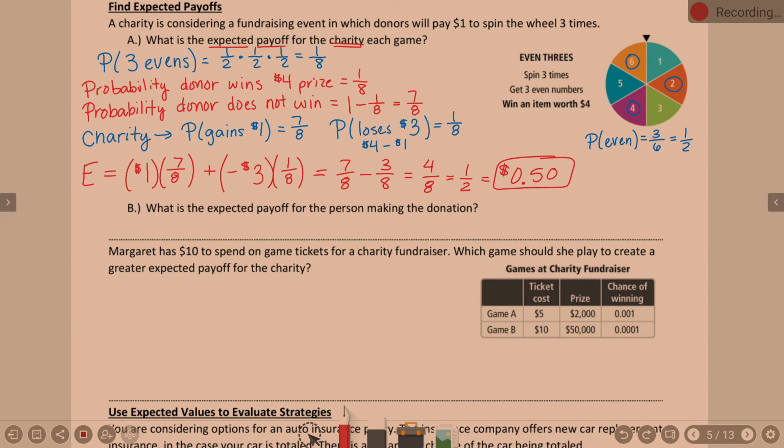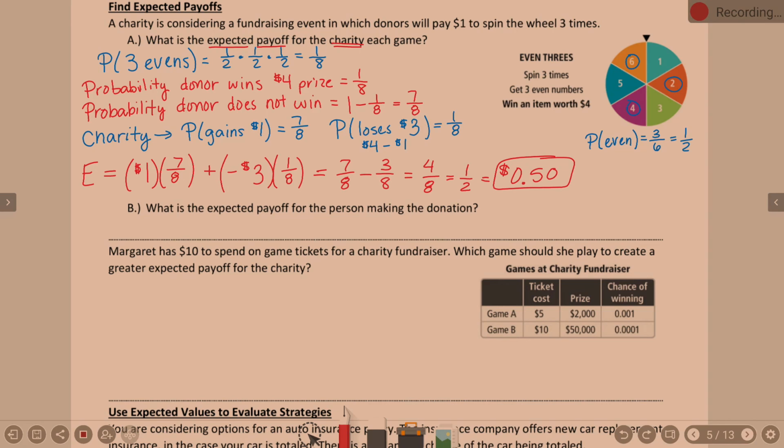Per person that does it? Yes. That's exactly what I was going to ask. So what is that 50 cents? On average, for each person that plays the game, the charity, and remember this was the expected payoff for the charity, is going to gain 50 cents. So are they making money? Which is the whole point, right? They're making 50 cents per game every time you pay $1 per game because they have a $4 prize, right?